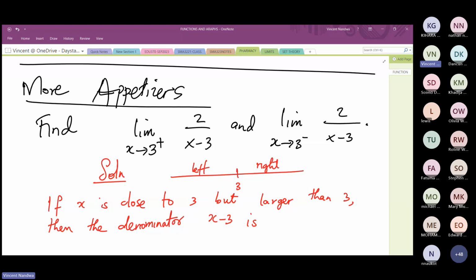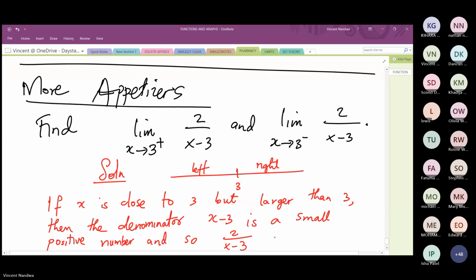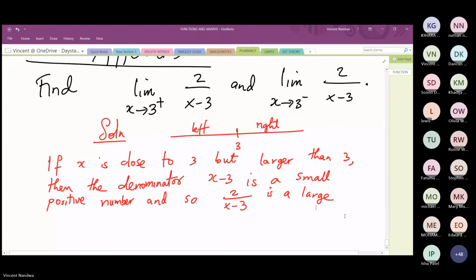Positive. Positive, correct. It's a small positive number. And so this fraction is a large positive number. That should make sense. You know that if you are defining a fraction a over b, if you fix a and you change b to be a very small number, then the quotient will give you a bigger value. Do you see the sense in that?